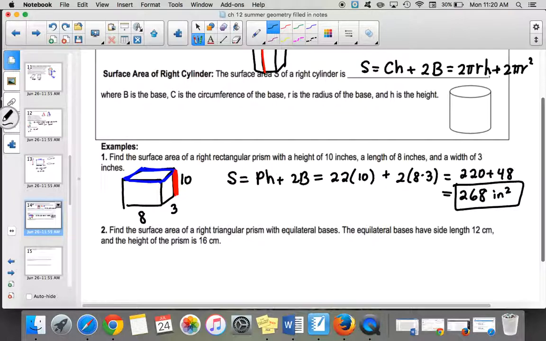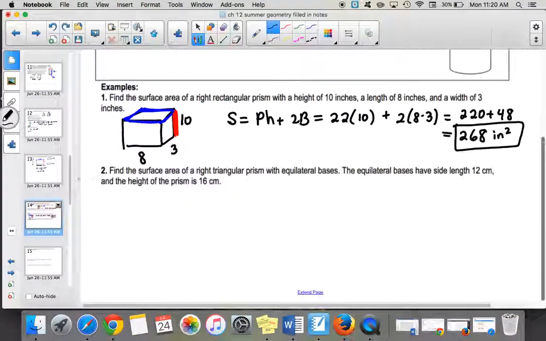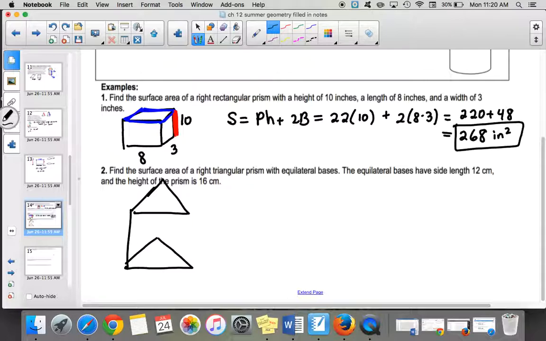Okay? All right, so number 2. It says find the surface area of a right triangular prism with equilateral bases. So we have our equilateral triangle and another equilateral triangle, and it's a prism shape, meaning it doesn't go up to a point like a pyramid. There's 2 bases to it. And the bases have a side length of 12. 12, 12, 12 going around. And the height of the prism is 16.